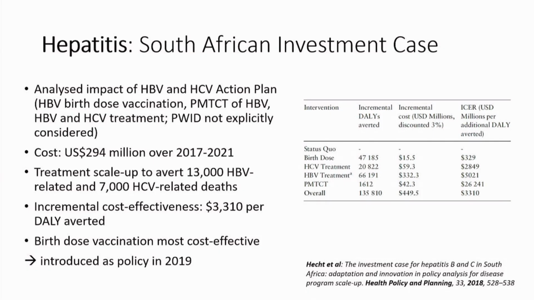This came in as a cost of 294 million over 4 years, but also was deemed very effective in averting deaths as well as cases, and came in as an incremental cost effectiveness of roundabout $3,000. And as you will perhaps just about remember, that is very similar to the cost effectiveness of OAT that we've seen just now, also just above the cost effectiveness threshold. Amongst these interventions, birth dose vaccination was considered most cost effective, and that was a single element of this policy that was actually introduced.